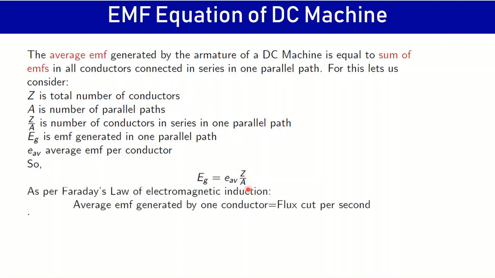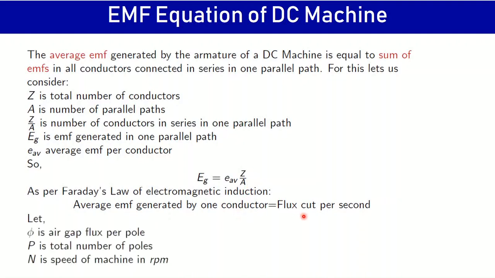Now, as per Faraday's law of electromagnetic induction, we know that the average EMF generated in one conductor will be equal to the flux cut by it in 1 second. So let us assume that phi is the air gap flux per pole and P is the number of poles. So the total flux is P phi. And let us assume that capital N is the speed of the machine in rotations per minute.